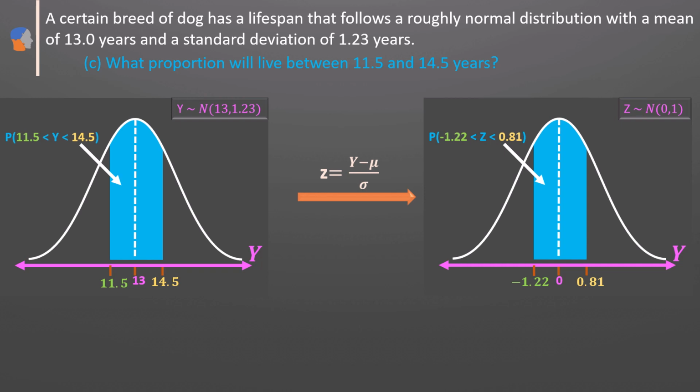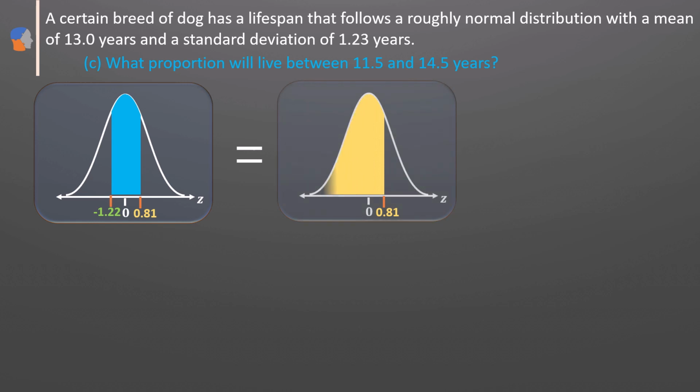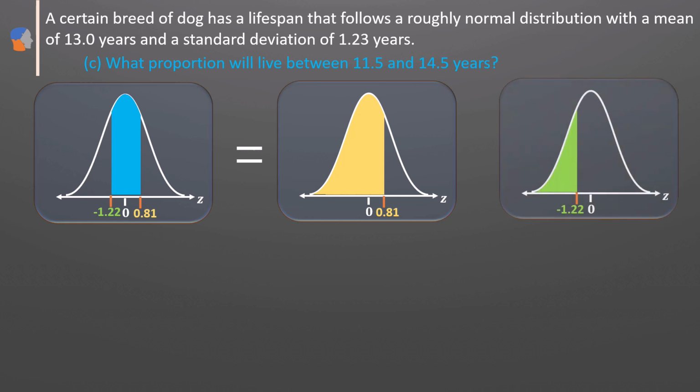You know these two areas are the same. That means the probability of y between 11.5 and 14.5 is the same as the probability of z between negative 1.22 and 0.81. Right. Then how do we find this between area? First, we find the area left of the large value, that is 0.81. Then we find the area left of the small value, negative 1.22. Then subtract. Yes, this is the way we find the area between two z values.